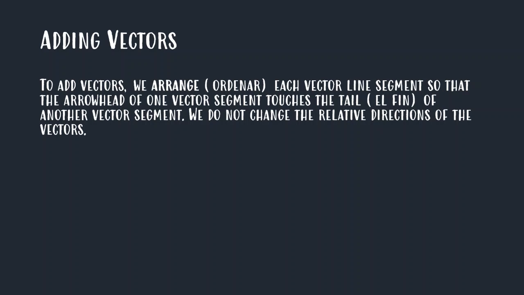And now we can also add vectors, yeah? So to add vectors, we arrange each vector line segment so that the arrowhead of one vector segment touches the tail of another vector segment. And we do not change the relative directions of the vectors. Yeah? So if you had one vector and you were trying to add another vector to it, you would take the head of the first vector and put that to the tail of the second vector, and you wouldn't change the directions of the vectors.